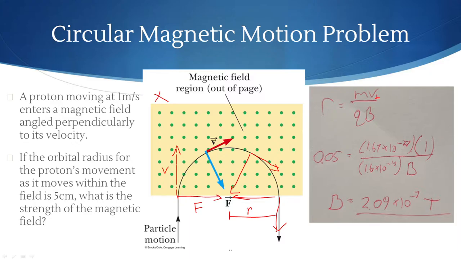So we know everything except B. We just want to get the B out from under here and send the 0.05 into the place it was occupying. And we should get a final answer of 2.09 times 10 to the negative 7th Tesla. Not a super strong magnetic field, but it's strong enough to do its job. It's able to deflect this proton pretty efficiently. 5 centimeter turning radius is pretty good.